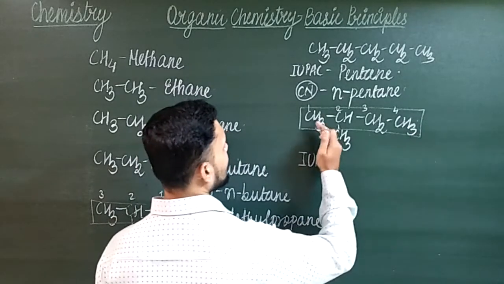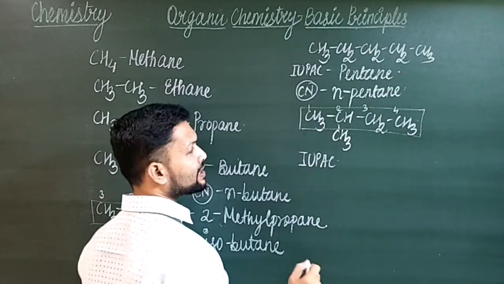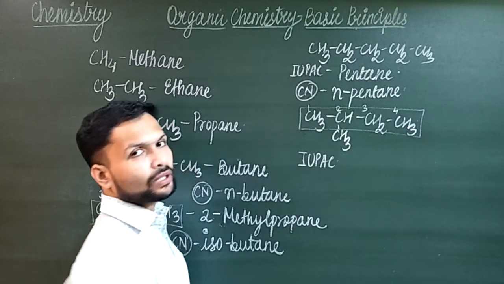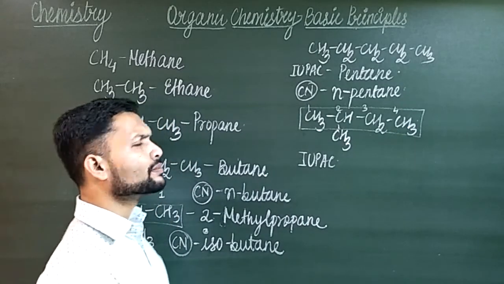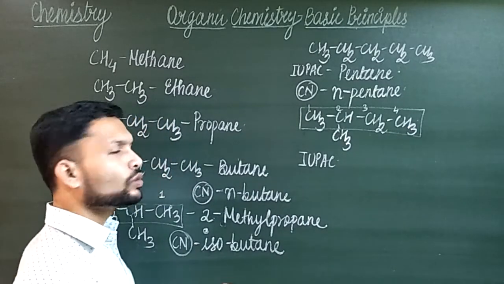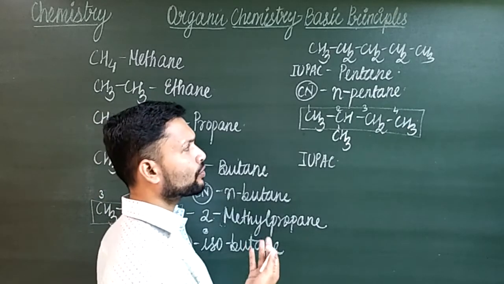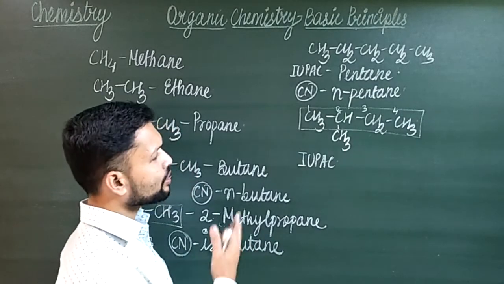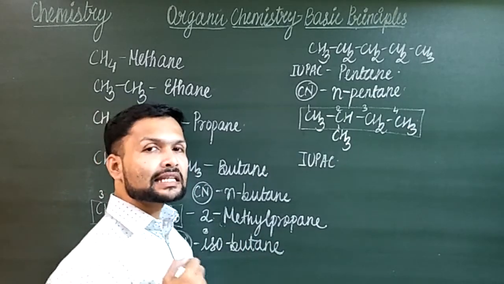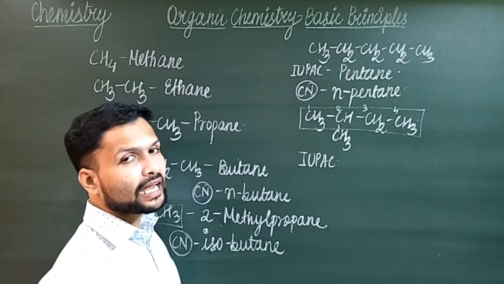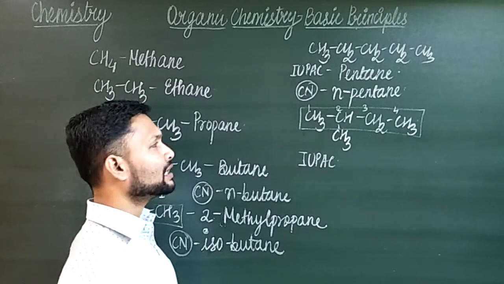If I go from that side, it will get the locant as 3. From here, it will get the locant as 2. So it's a simple logic. Rule number 2 says: first find the longest chain, which is over there. Next, number the chain such that the substituent gets the least number.